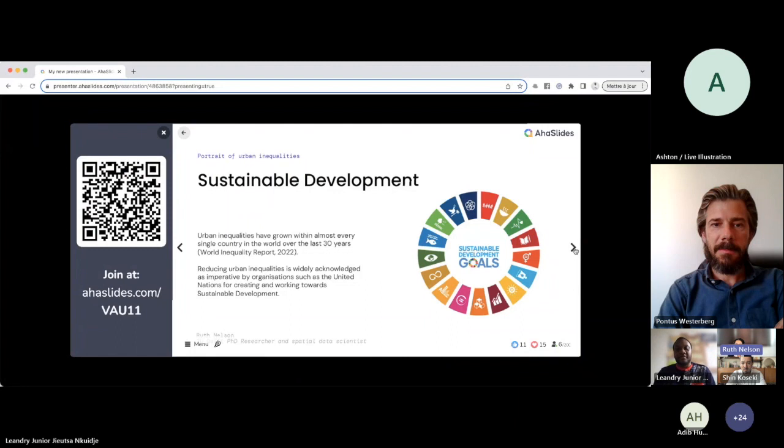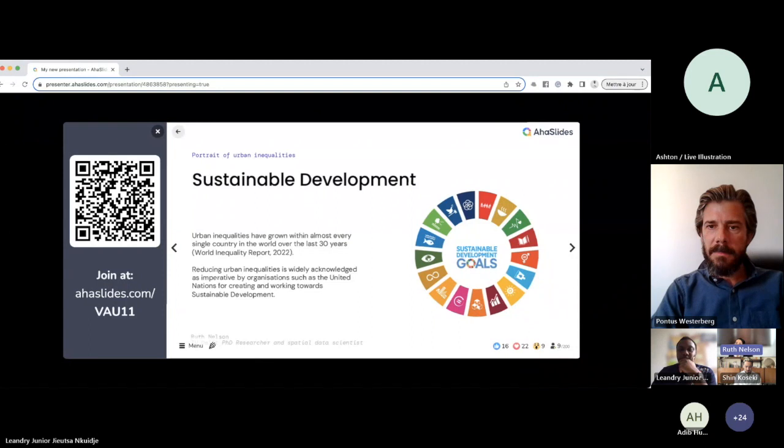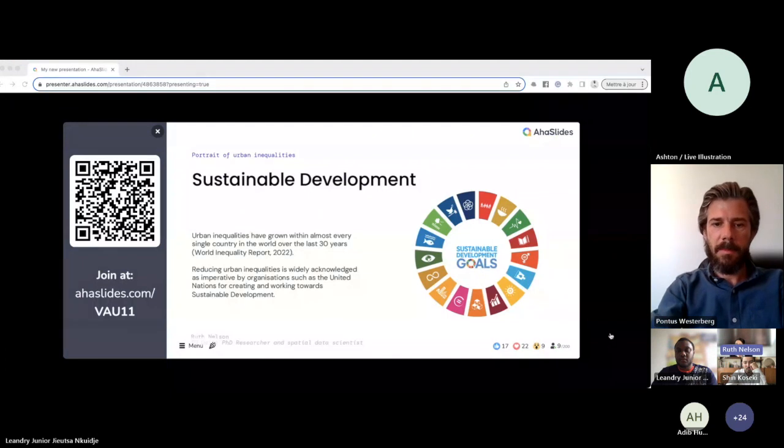So we can just begin with the next slide. I'm just going to give you a brief context to urban inequalities and a brief overview. Urban inequalities, unfortunately, have grown within almost every single country in the world over the last 30 years. However, reducing inequalities is widely acknowledged by organizations such as the United Nations as imperative for working towards sustainable development, decreasing polarization, reducing overall levels of poverty in society.